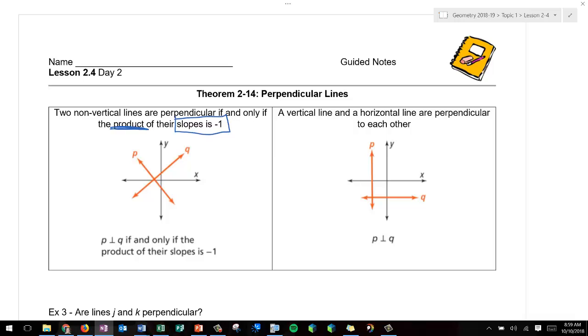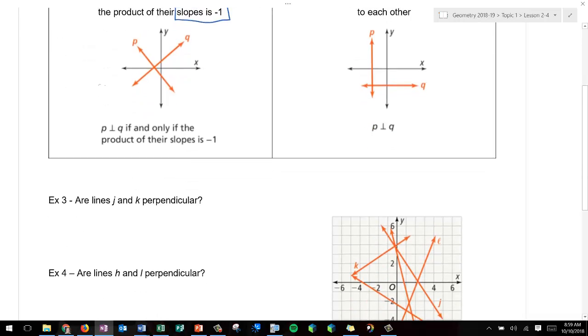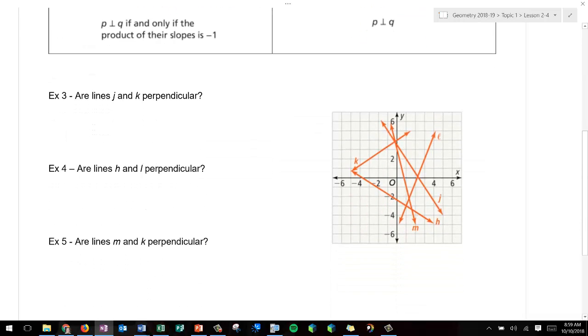And then if I have a vertical and a horizontal line, like y equals 3 and x equals 2, those are going to be perpendicular as well. Those are the easy ones to see. It's these non-vertical ones that are much more difficult to see. With that said, let's try this. So it's the same process we had in our previous video, only now we're looking for perpendicular.